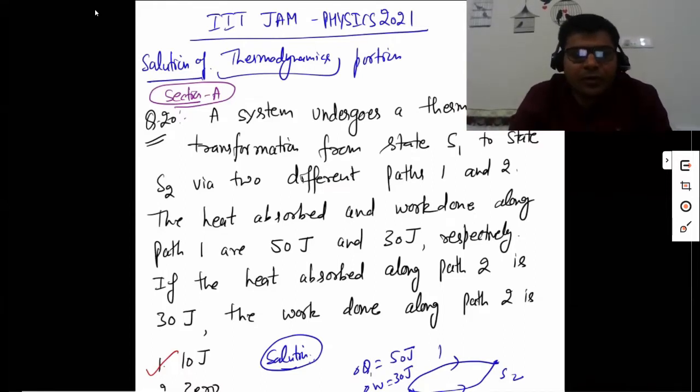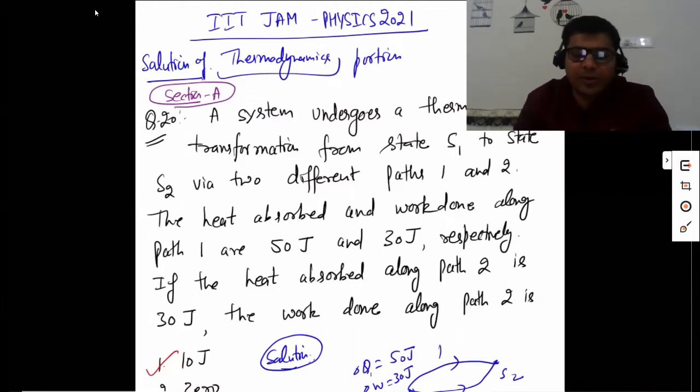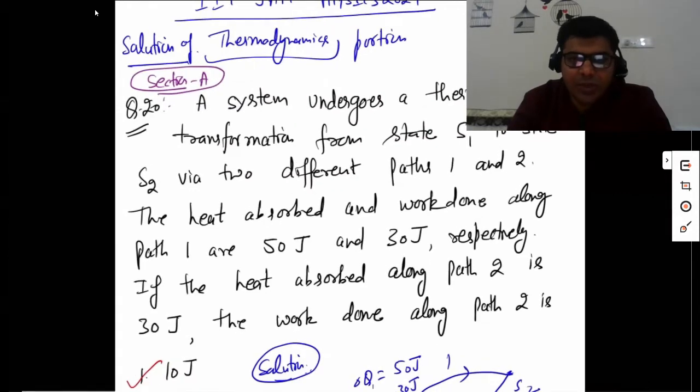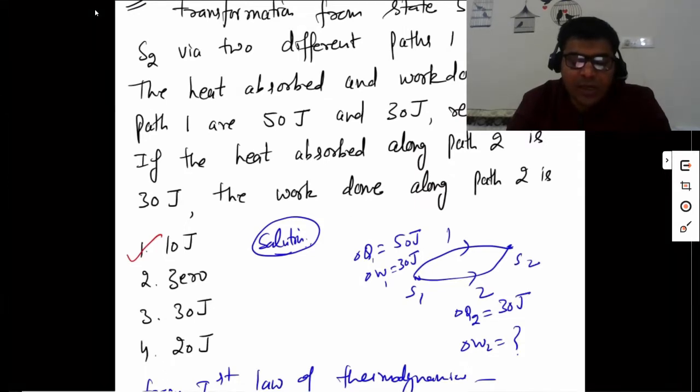So the first question that I have with me is: a system undergoes a thermodynamic transformation from state S1 to state S2 via two different paths 1 and 2. The heat absorbed and work done along path 1 are 50 joule and 30 joule respectively. If the heat absorbed along path 2 is 30 joule, the work done along path 2 is?